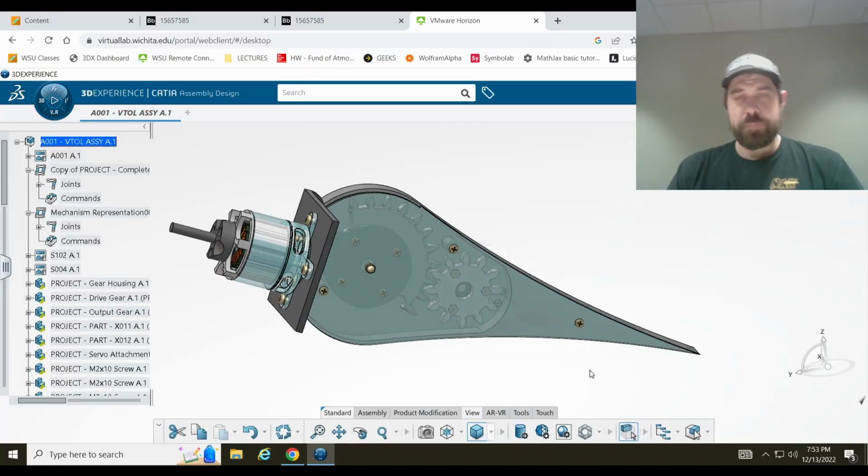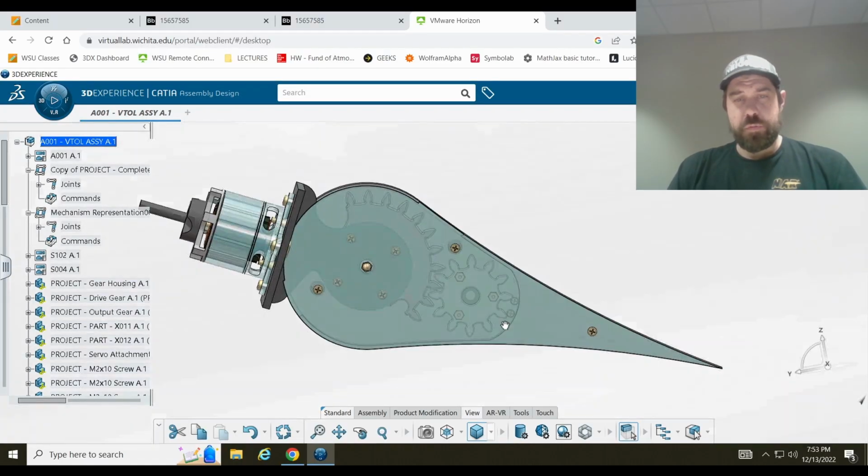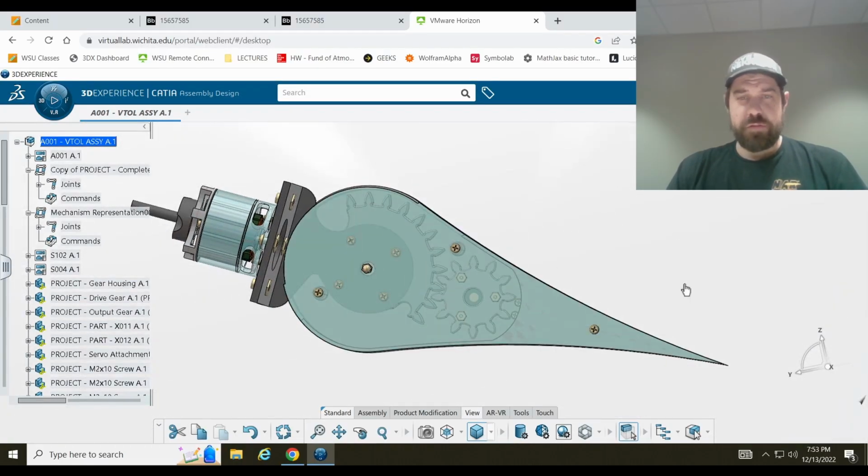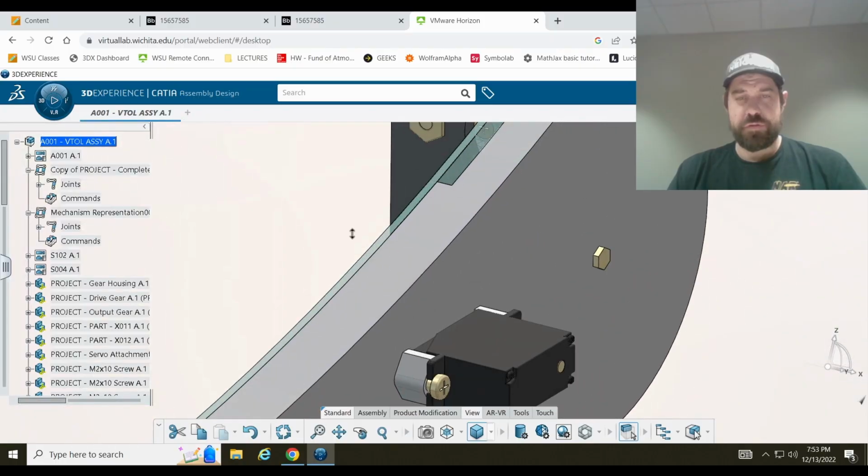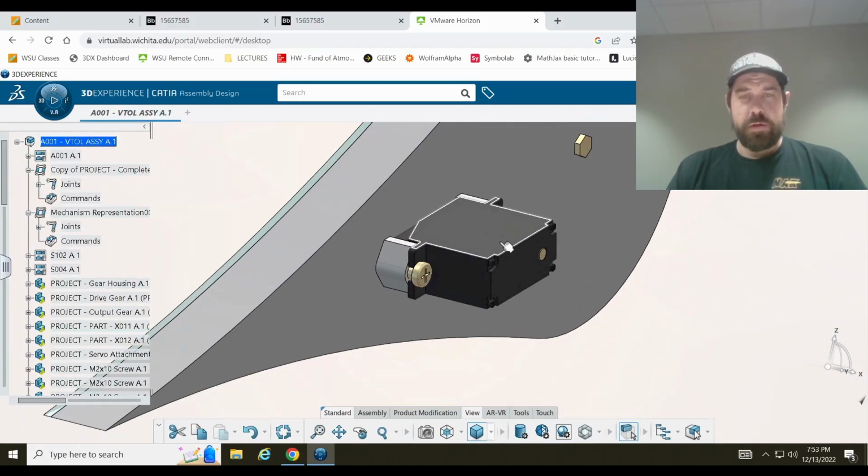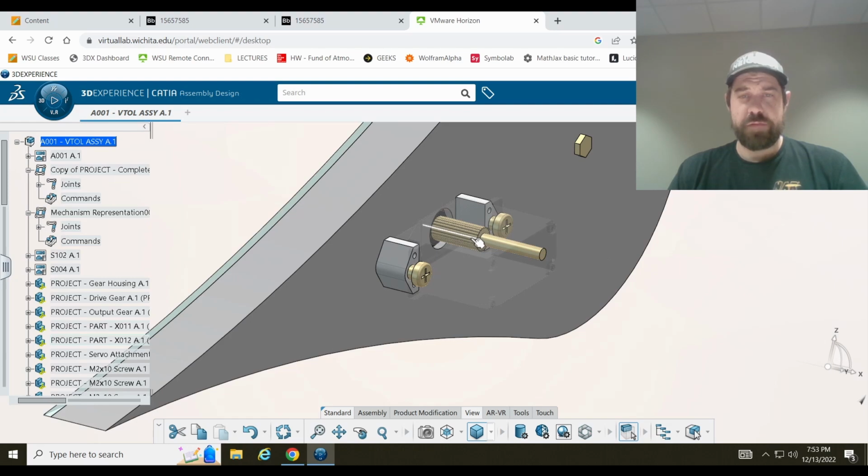Here it is. This all started with choosing a servo motor that was going to drive this that would be powerful enough. So I chose the servo motor. I modeled this just as the case and the drive shaft, because those are really the only two parts that mattered for this project.